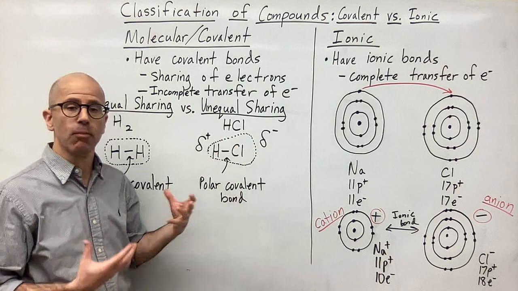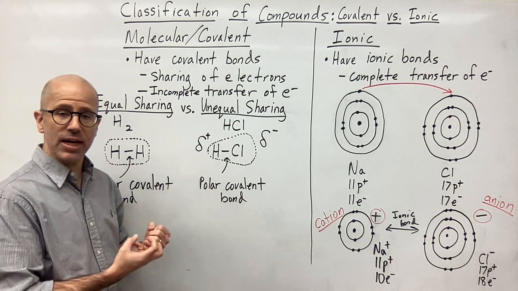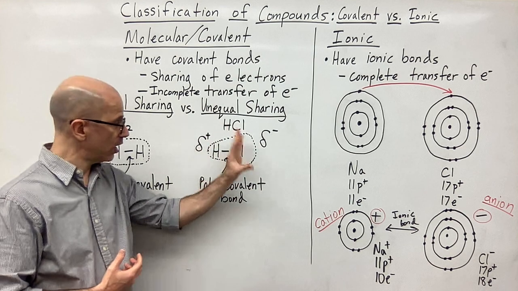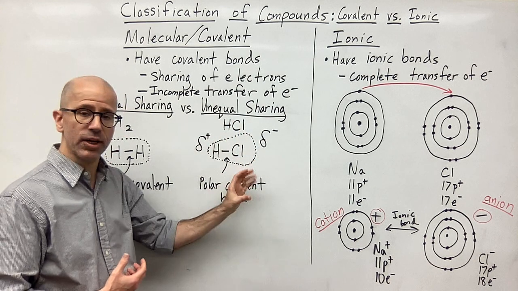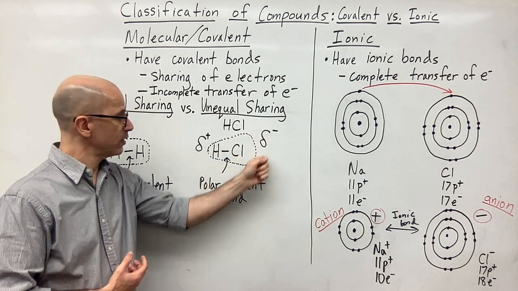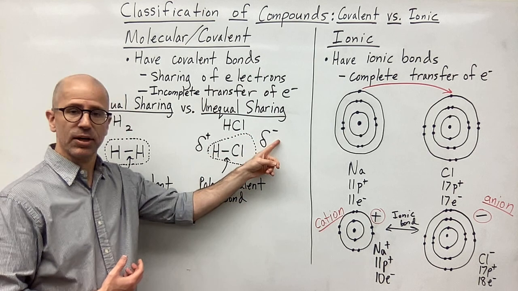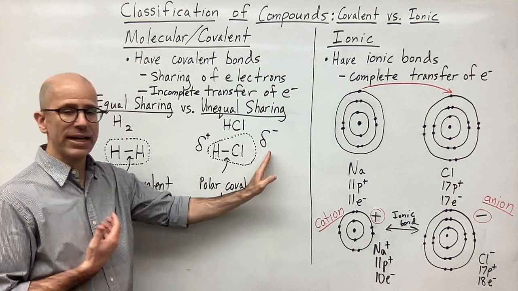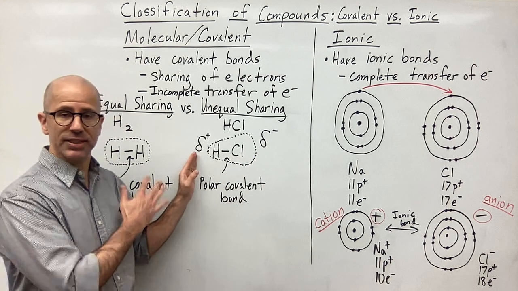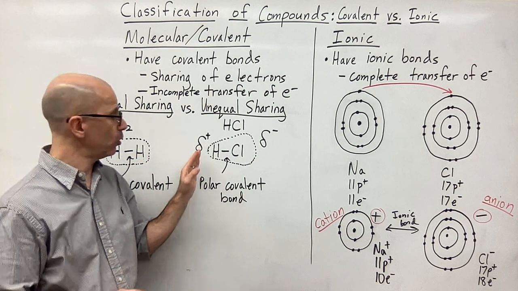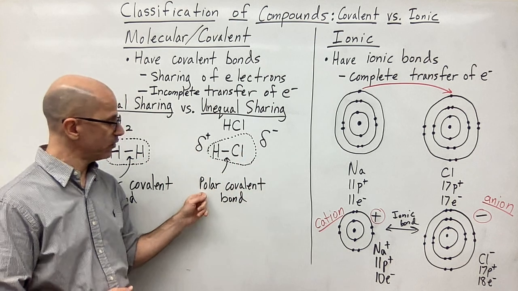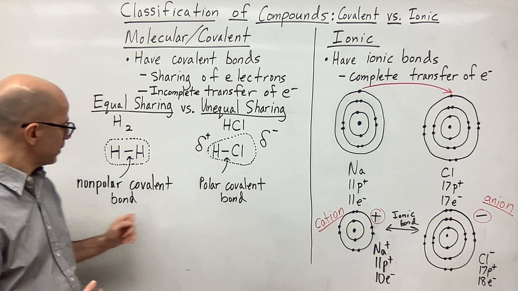The chlorine being more electronegative, the electrons spend more of their time over here. There's more probability of them being over here than over here. Since electrons are negative, this gives this side a negative charge. So this is your negative pole. This is your positive pole, kind of like a magnet. You have south pole and you have north pole. Here you have the positive pole, negative pole. That's why we call this a polar covalent bond.